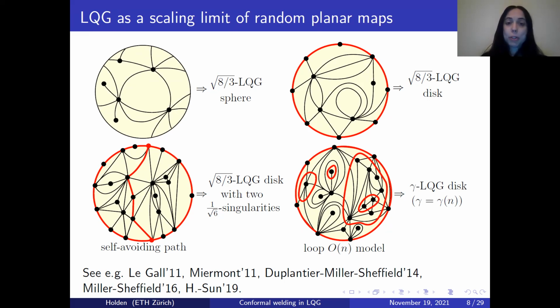In the first 3 examples, we got LQG with gamma equal to the square root of 8/3. The last figure illustrates an example where we get LQG for a general value of gamma. In the other examples, we were sampling a planar map uniformly at random from some collection of planar maps. But in the last figure, we are no longer sampling the planar map uniformly at random. Instead, we are sampling a planar map at random such that the probability of picking a particular map is proportional to the partition function of the loop O(n) model on the planar map. Then it will converge to gamma LQG, where gamma is some function of the parameter n of this loop O(n) model.